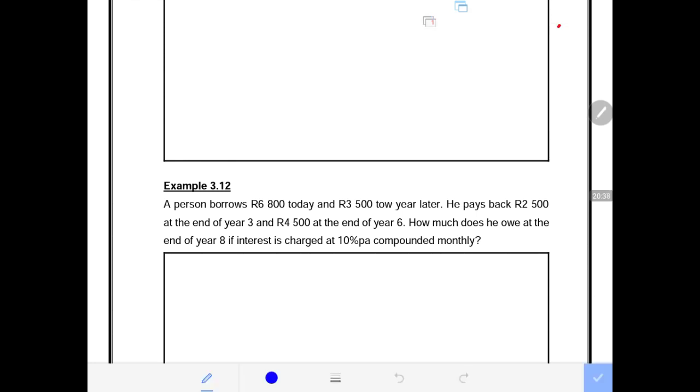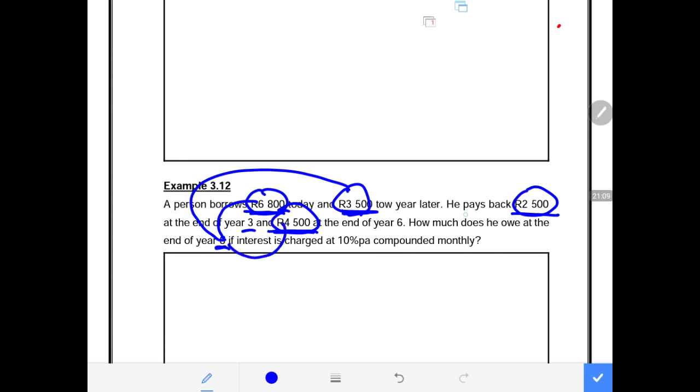But 3.12 says to us, we borrowed 6.8 today, and we borrowed 3.5 2 years later, and we paid 2.5 3 years later, then after we paid 4.5 at the end of year 6. Then how much does the person owe at the end of 8 years? Now, two different amounts were borrowed, and two different amounts were paid. All this must go to 8 years, because 8 years is our focal date.